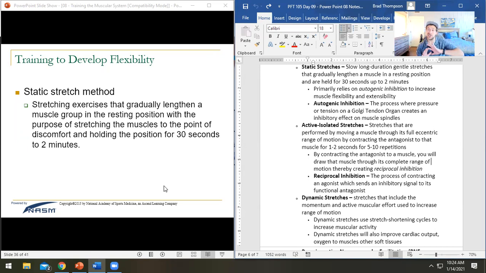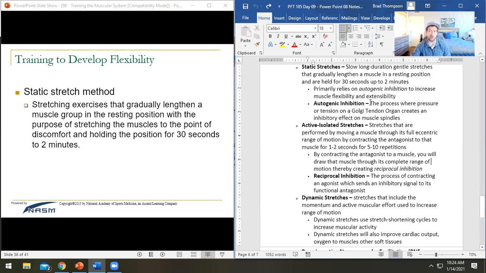So what it does is it actually sends a signal. After 30 seconds of stretching, the Golgi tendon organ realizes there's no actual tension. So then it will send a signal back over to the muscle spindle and turn the muscle spindle off. It'll be like, hey man, shut up. We're fine, right? And that's why, if you've ever noticed when you're stretching, if you hold your stretches for a full 30 seconds, you'll notice it starts to relax. That's the Golgi tendon organ inhibiting your muscle spindle.